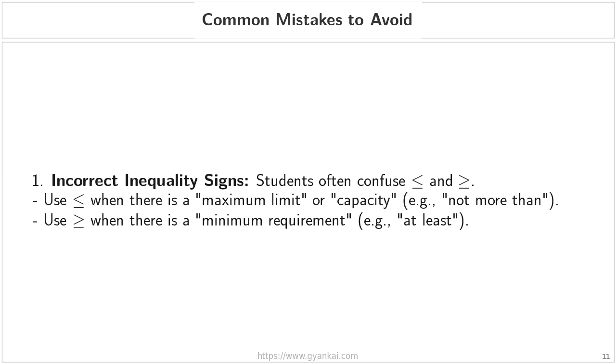If the problem mentions a maximum limit, a capacity, or says not more than, you must use the less than or equal to symbol. On the other hand, if the problem mentions a minimum requirement or says at least, you must use the greater than or equal to symbol. Getting this sign wrong completely changes the feasible region we are trying to find.